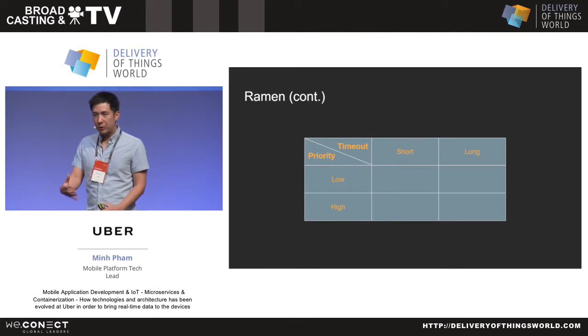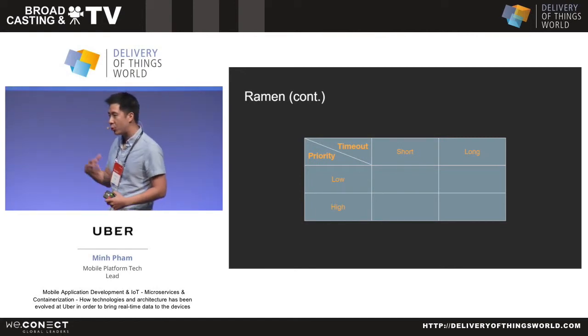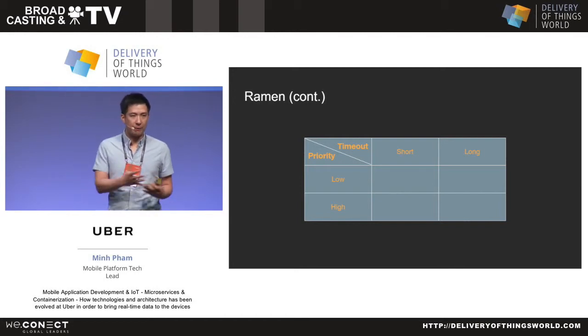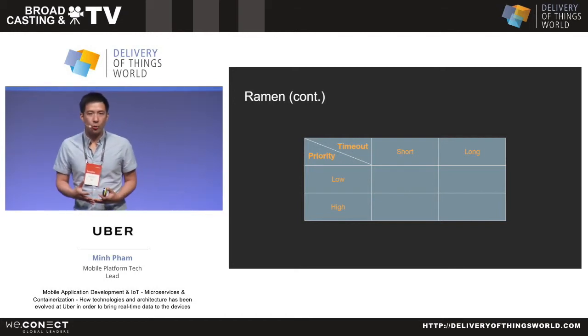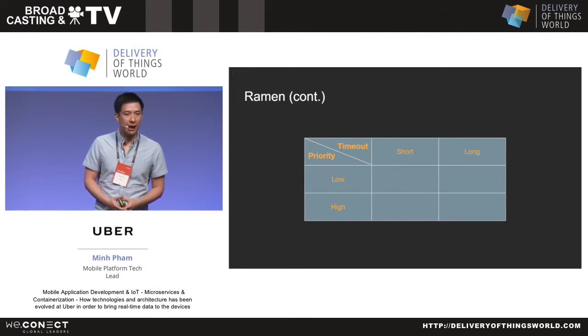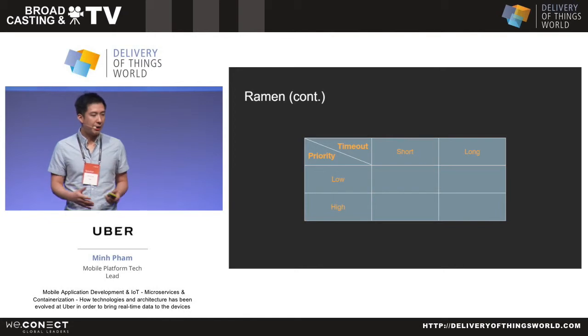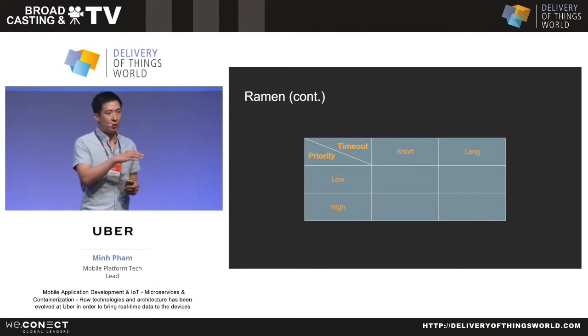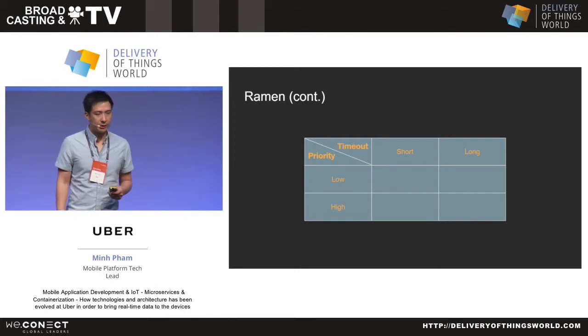So when you use Ramen, you don't have to worry about building a reliable transportation protocol because Ramen takes care of that for you. What you have to worry about is how to set the priority and how to set a timeout. The timeout can be short or long, and the priority can be low or high. And we really do have data that fit into all four quadrants of this matrix.